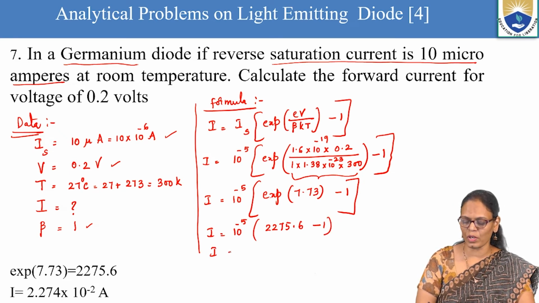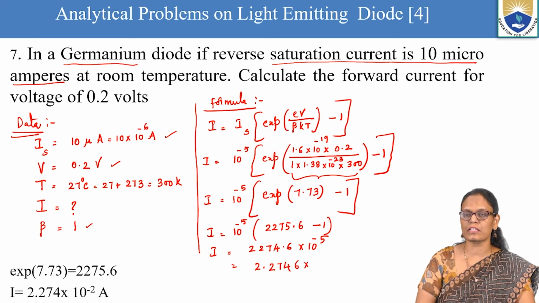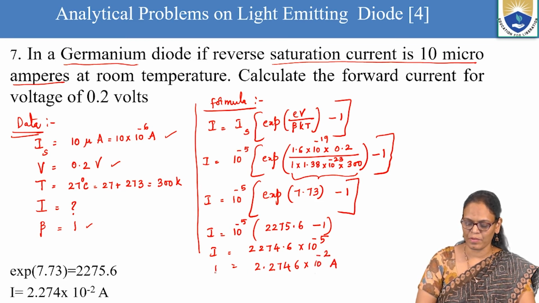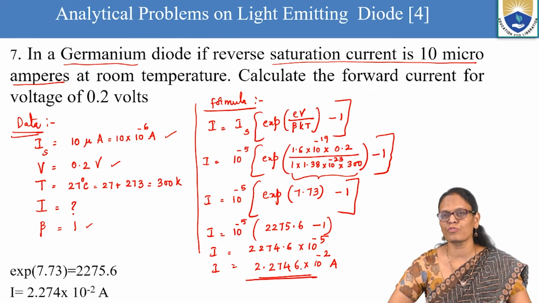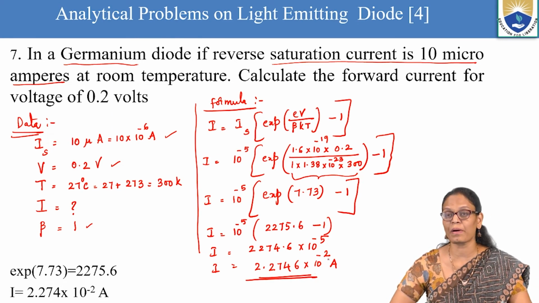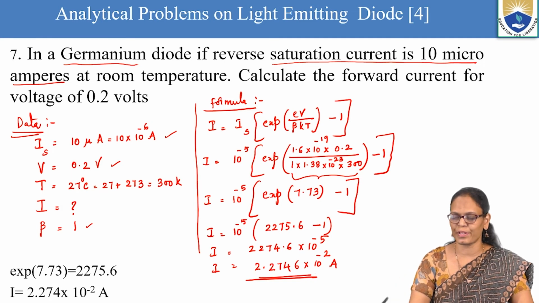So I will be equal to what? 2275.6 minus 1 will be 2274.6 into 10 power minus 5. And if we have to write it in the standard form, we will write it as 2.2746. We have shifted it 3 decimal places, so it will be 10 power minus 2 ampere. So the current flowing will be 2.2746 into 10 power minus 2 ampere.